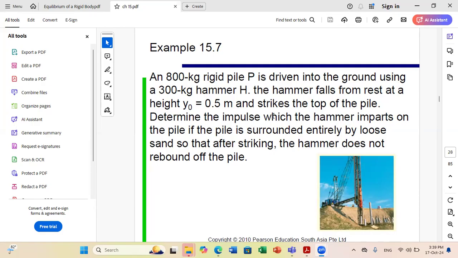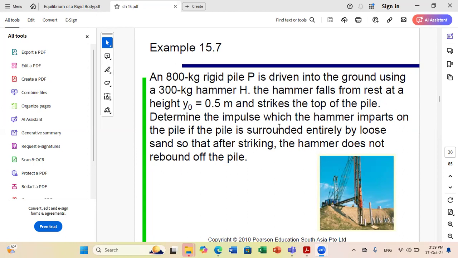Because if you want the impulse between the two, you need to take either the hammer alone or the pile alone. And to not have two unknowns in the same equation, V final and the impulse, you can take first the whole system. When you take the whole system, the two impulses will cancel out by action reaction, and then you will have just conservation of linear momentum for P plus H. Then you can solve for your V final.